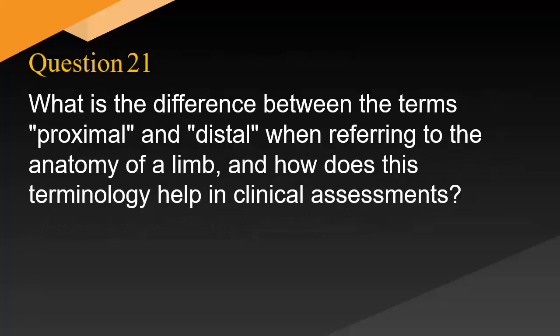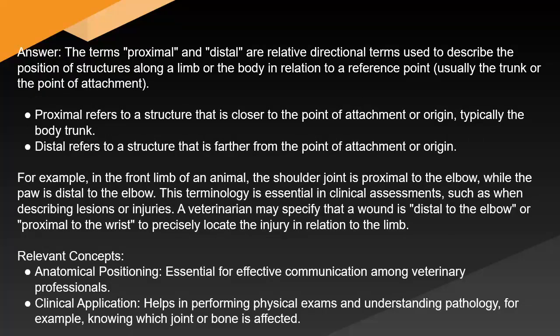What is the difference between the terms proximal and distal when referring to the anatomy of a limb, and how does this terminology help in clinical assessments? Answer: the terms proximal and distal are relative directional terms used to describe the position of structures along a limb or the body in relation to a reference point, usually the trunk or the point of attachment. Proximal refers to a structure that is closer to the point of attachment or origin, typically the body trunk.